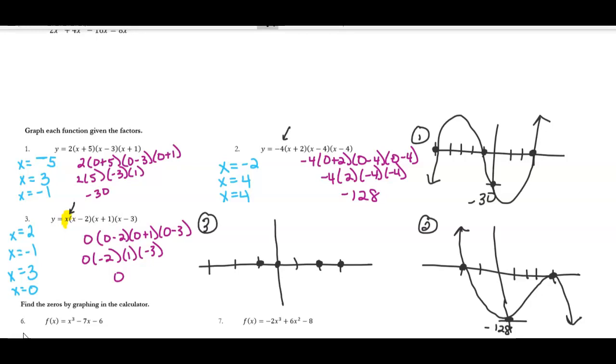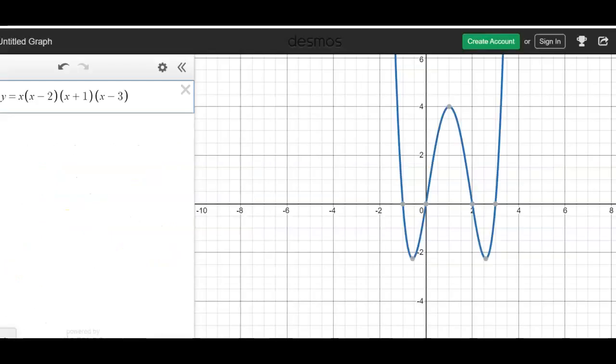And then here, when I plug in zeros, because there's something without a plus or minus, it crosses at 0. So my y-intercept is also 0. So we haven't done one with 4 dots yet. So let's look at Desmos to see what happens. Oh, and it makes a W.